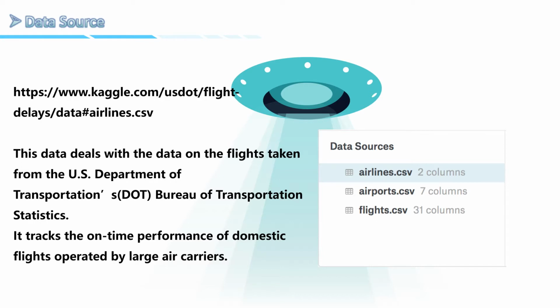1. Airline data set, which contains airline codes and the corresponding airline names. 2. Airports data set, which contains airport codes and the corresponding airport names. 3. Flight data set, which contains various information about flights such as departure and arrival date and time, departure and arrival delay or cancellation information.